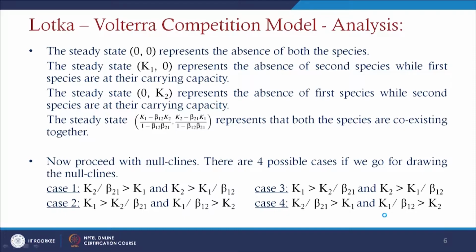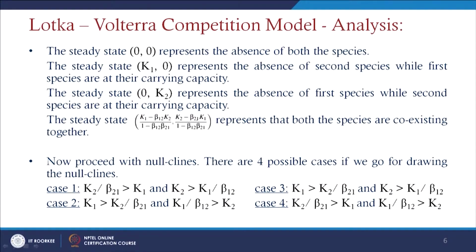And the fourth one, which is represented as k1 minus beta 1 2 k2 by 1 minus beta 1 2 beta 2 1, and k2 minus beta 2 1 k1 by 1 minus beta 1 2 beta 2 1, represents both the species coexisting at that level. So, if you go for null clines here to find the stability or instability situations, there are 4 possibilities.